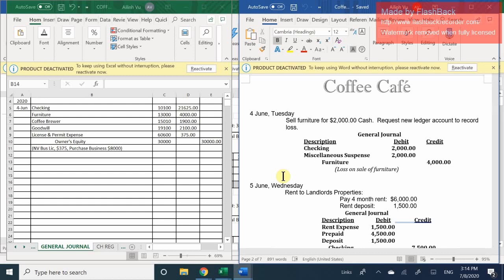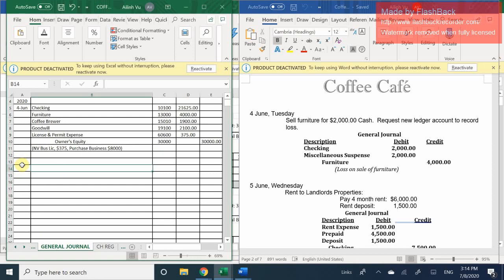In this case, I want you to record loss on sale of an asset because we originally purchased it for $4,000. However, I sold it for only $2,000. So I lost $2,000 out of the furniture I've sold. I want you to still journalize this, exactly how it is written there. So 6/4. Since I sold the asset, I no longer have the asset. But what did I receive? I received cash. Yes. So checking.